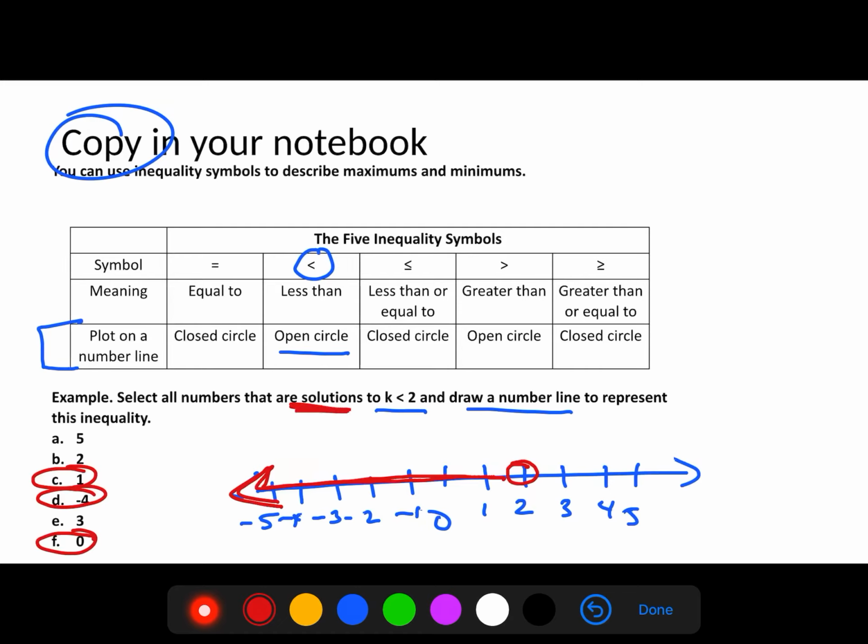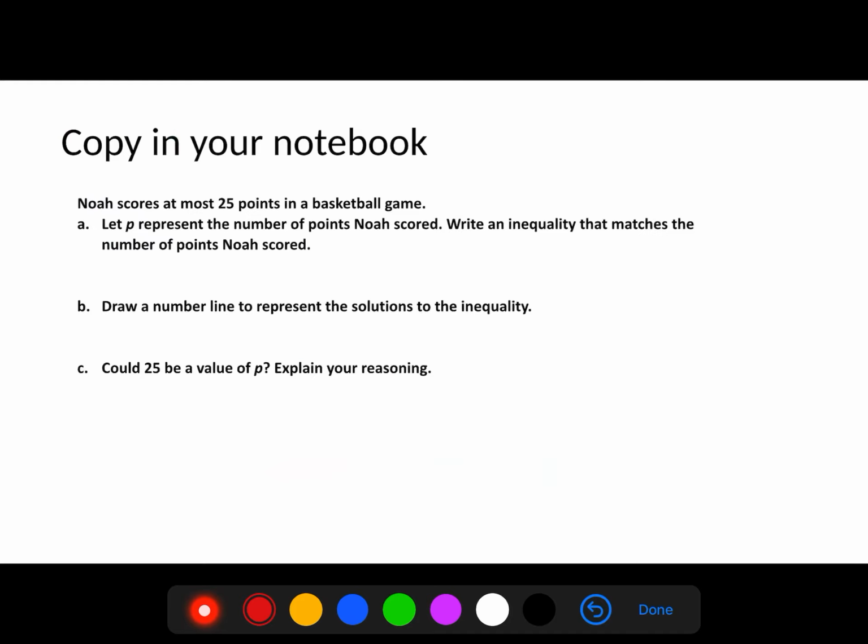A solution to an inequality is any value that makes the inequality statement true. And normally an inequality like this has infinite solutions because it doesn't stop in the direction of the left, right? So you go to the left forever, all of those numbers are solutions, including decimals. So now let's go to the next example.